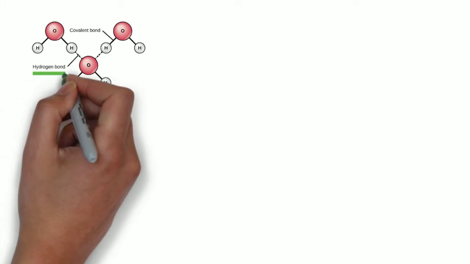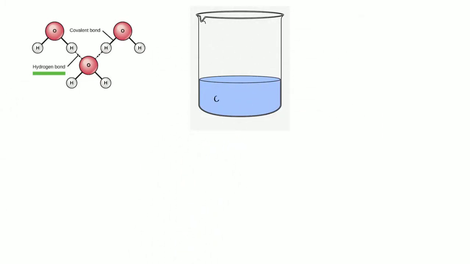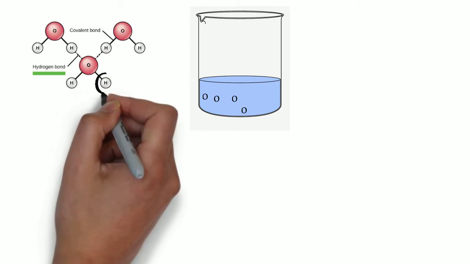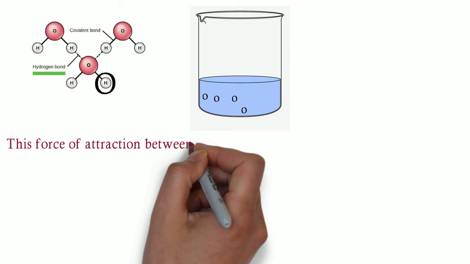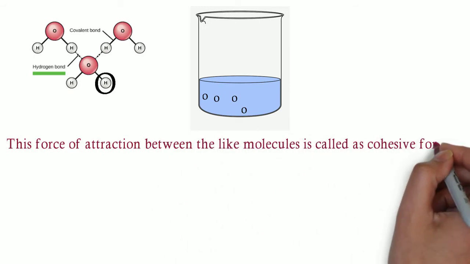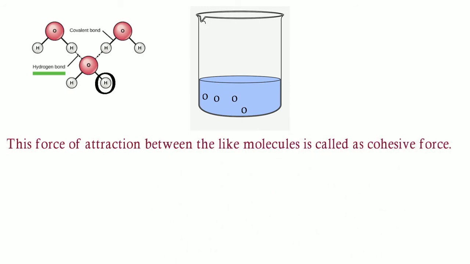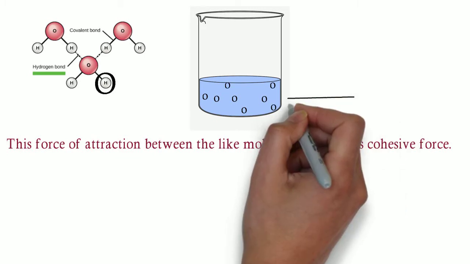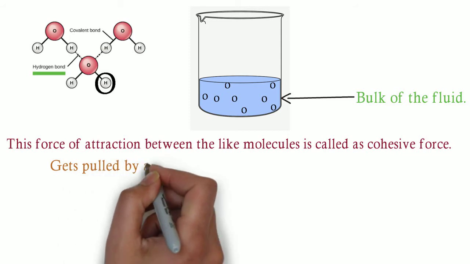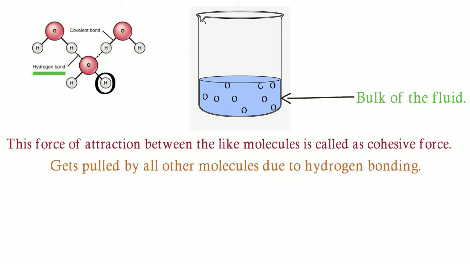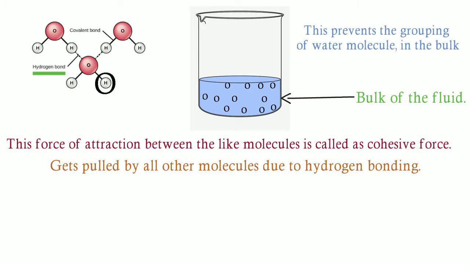We know that water has intermolecular hydrogen bonding in it. Each water molecule is interconnected with each other by hydrogen bonding. This force of attraction between the like molecules is called cohesive force. The water molecules in the bulk get pulled by all other molecules due to hydrogen bonding. This prevents the grouping of water molecules in the bulk.